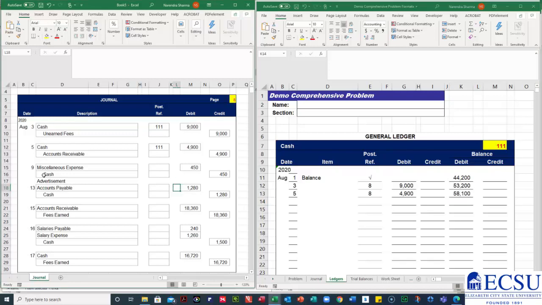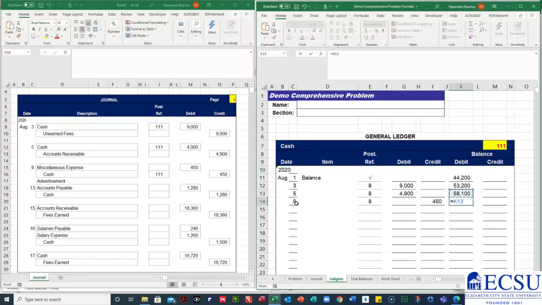All right, now next I have, on August 9, a credit. So I'm going to write August 9 here and journal page 8, but it is a credit of 450. So if it is a debit and a credit, I will have to reduce that balance. So this is going to be 58,100 minus 450, which will be 57,650.